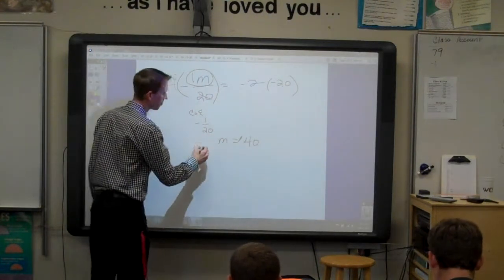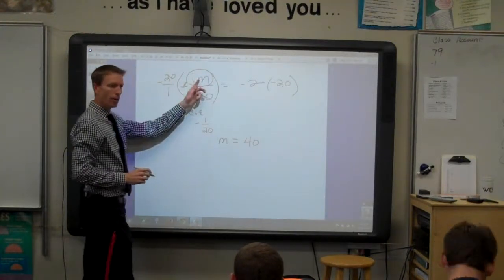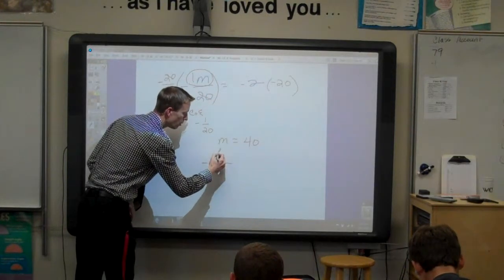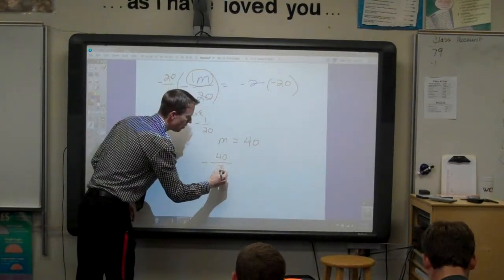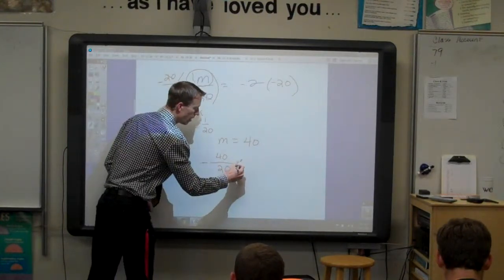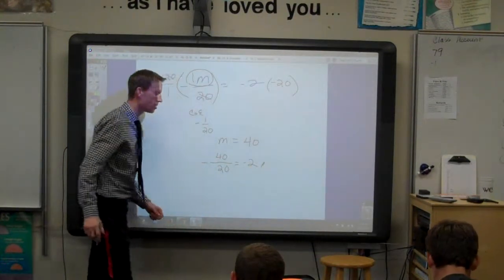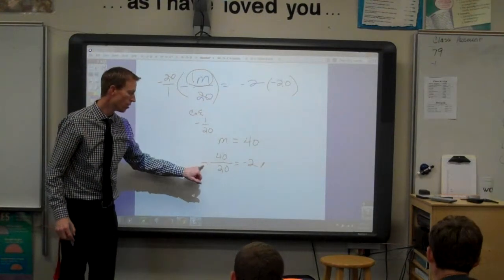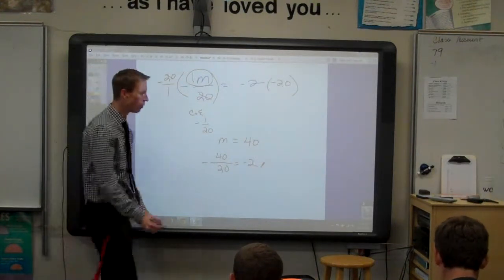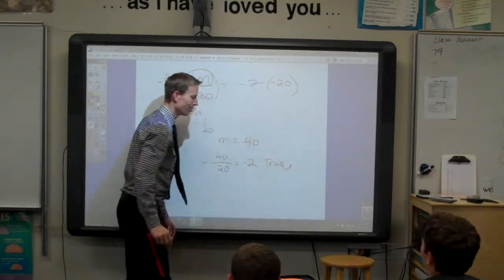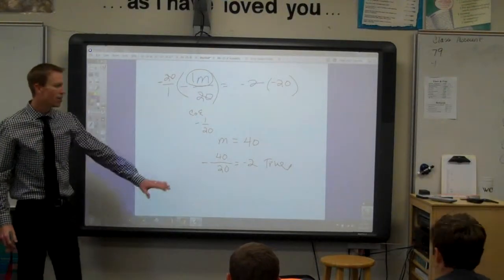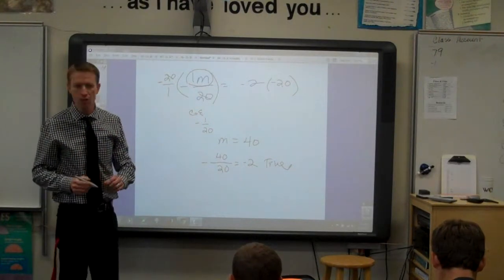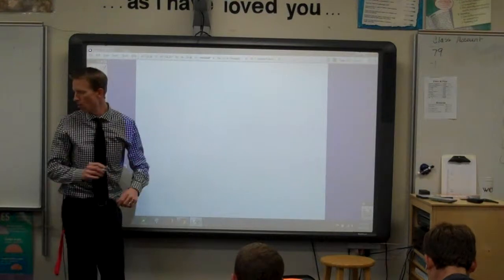Now let's check it. We keep everything and replace the m with 40. So we keep the negative sign. m is 40, the denominator is 20, and the other side is negative 2. 40 over 20 is 2. Negative 2. True. Again, if you did this one for homework, there are other questions in lesson 2.6 that you can use for examples.